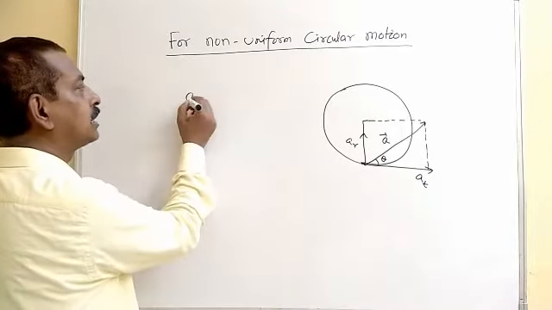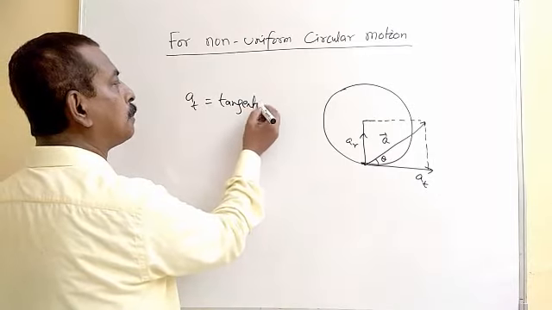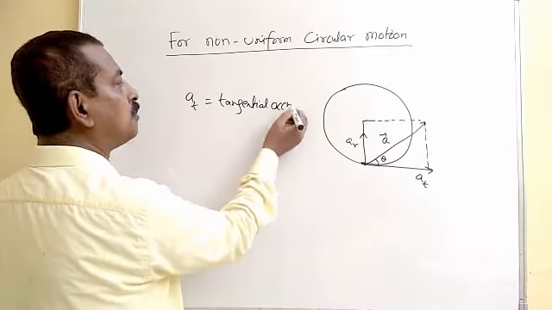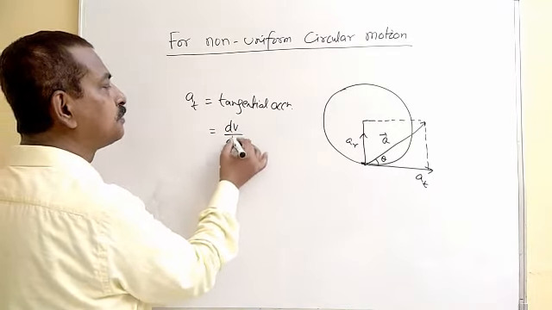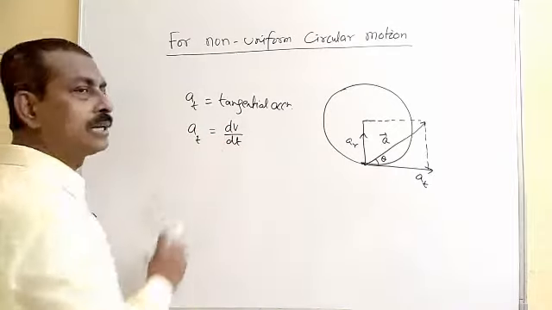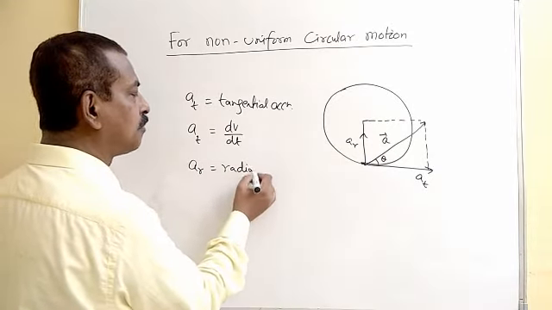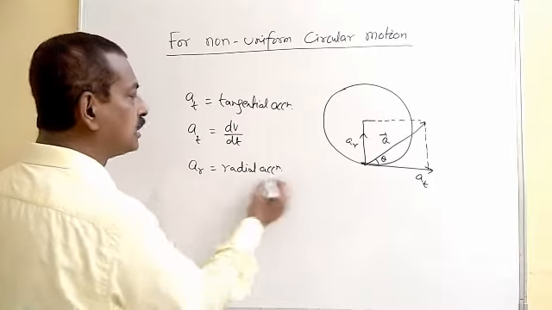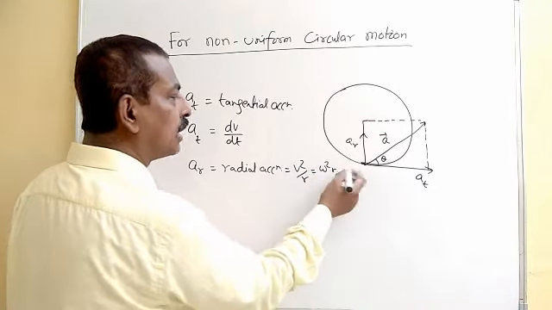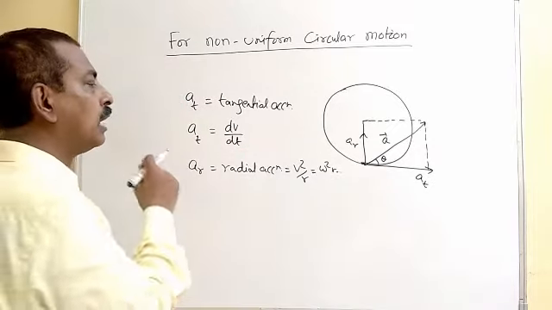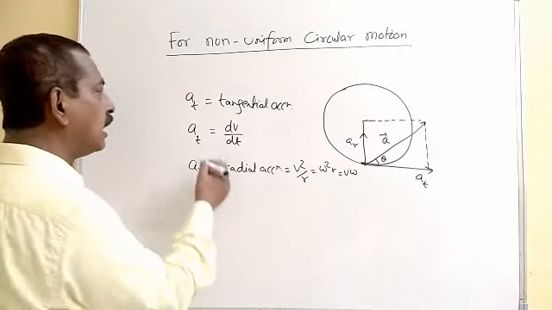So now consider that AT is the tangential acceleration. How much will it be? This will be dv by dt. This is the tangential acceleration. AR is the radial acceleration. How much is this? This is v square by r, or omega square r, or anything you can put. Or this is also v into omega.